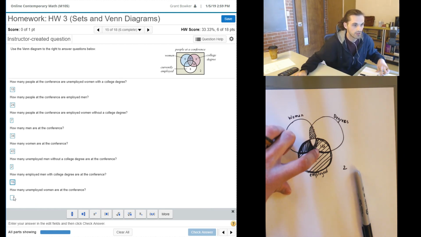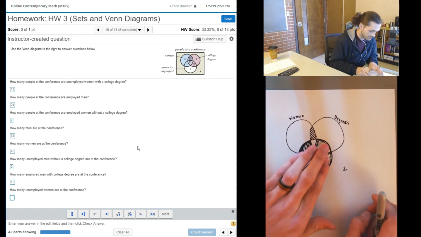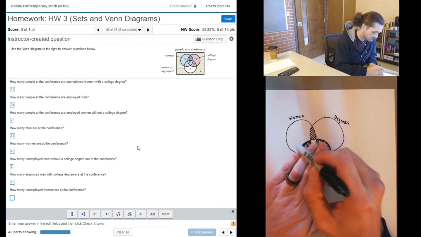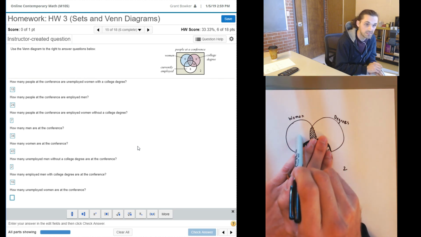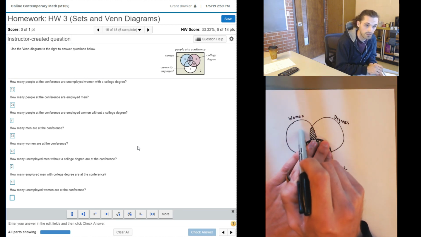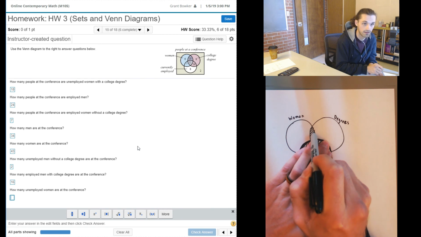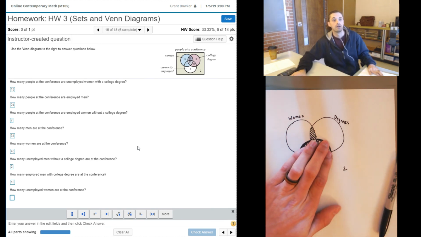How many unemployed women are at the conference? Well, unemployed means you live outside of the employed set. Women means you live in the woman set. So it's going to be the sum of 6 and 18, right? There's 6 women that are unemployed without a college degree. There's 18 women that are unemployed with a college degree. 6 and 18 gives you 24.